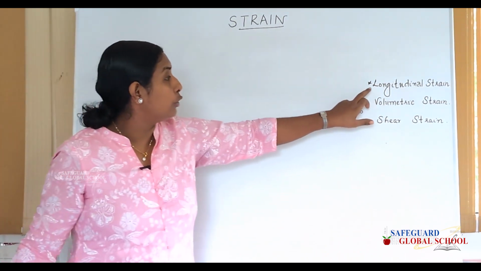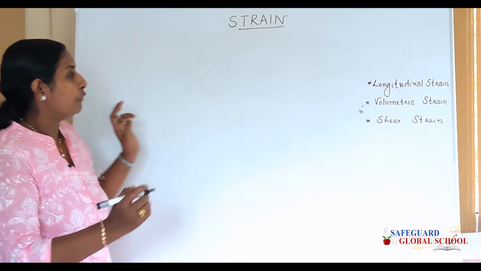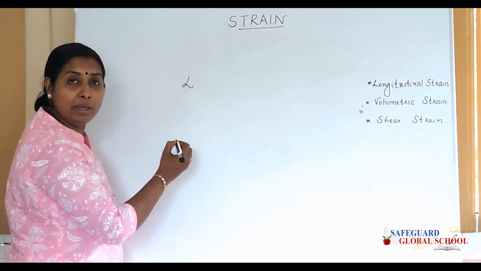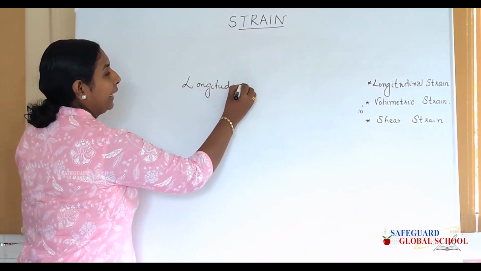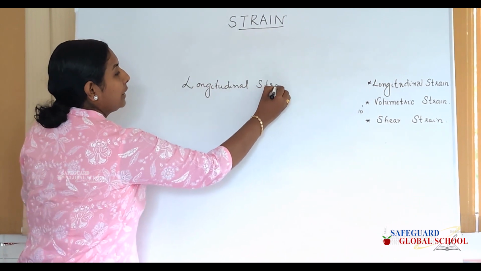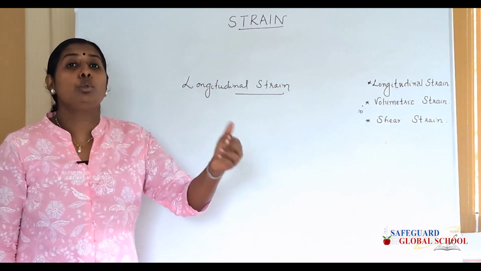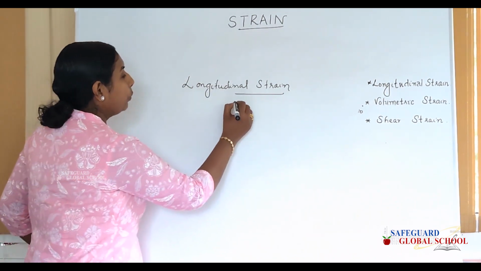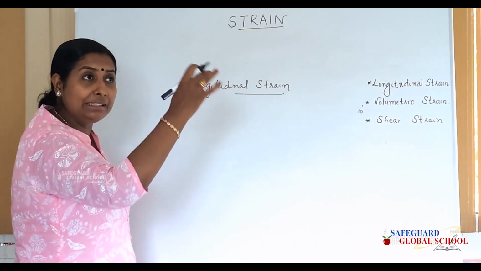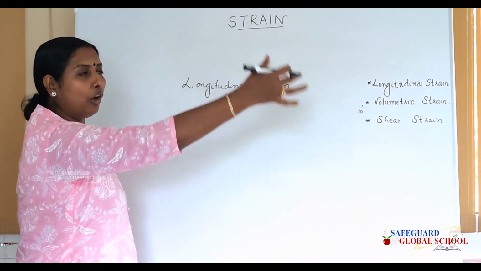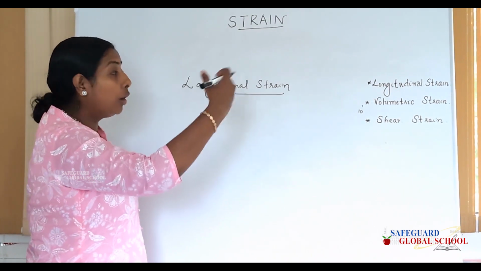Then the strain can be classified into three that I have already written here. Strain can be classified into longitudinal strain, volumetric strain and shear strain. So first of all, we are discussing what is meant by longitudinal strain. How will you define longitudinal strain? It's the ratio of change in length to the original length. So you have already defined it as change in configuration. Instead of that configuration, you have to write it is the ratio of change in length to the original length.